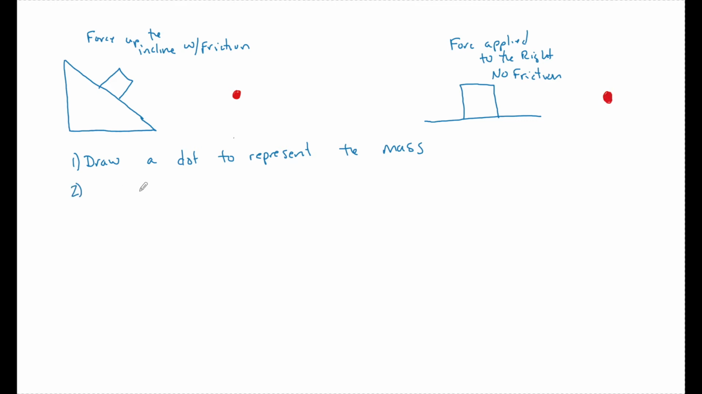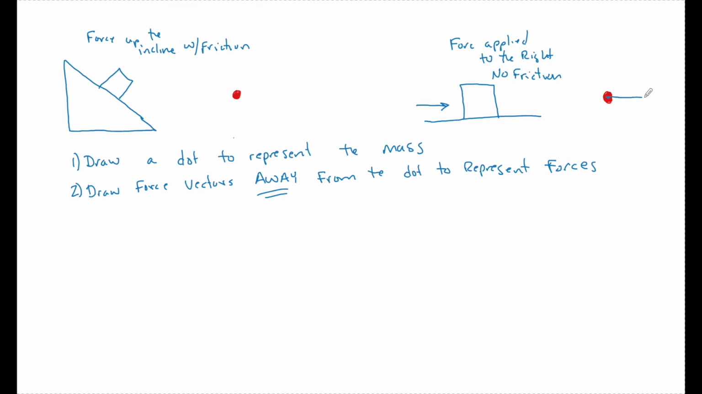Now, the second thing that we're going to want to do is draw vectors away from the dot to represent the forces. I put this in bold because I want you to understand, if there was a picture of something and the box was being pushed to the right, so the arrow came in and pushed this, in the free body diagram, we never have an arrow that comes into the dot. All of our vectors in free body diagrams are going to point away from the dot. So instead of drawing it towards the dot, I would draw this applied force away from the dot like this.